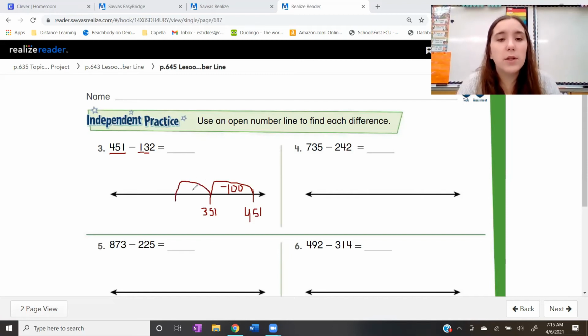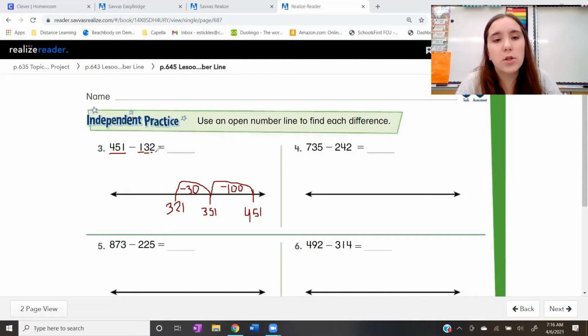So instead of doing 3 little jumps, I'm going to do 1 jump of 30. So I'm taking away 3 tens. I had 5 tens, and I just took away 3 tens, and 5 minus 3 is 2. So now my hundreds didn't change, but I only have 2 tens in the tens place, and I still have my 1 in the ones place.